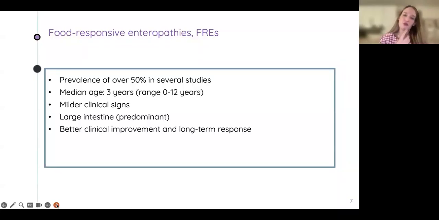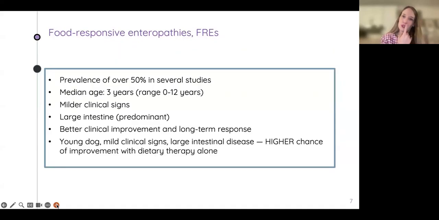And if you have a food responsive enteropathy dog, then you are in quite good luck, because it is known through studies that if they show a responsiveness to this treatment, it's quite likely that they are going to have quite fast clinical improvement and quite a good long-term response.